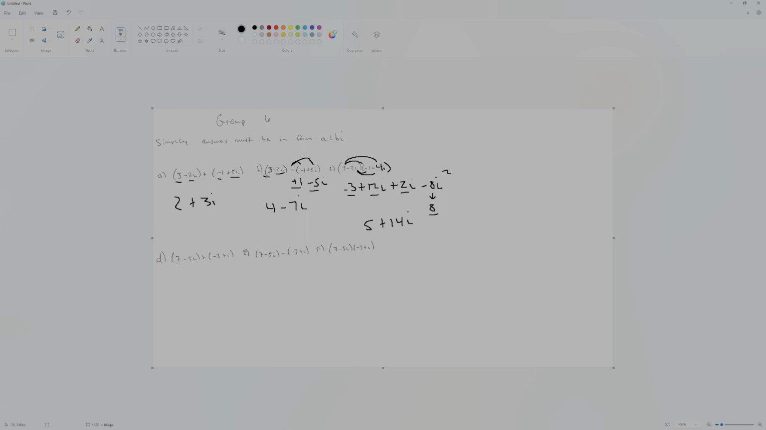Okay. Same thing for D, just combine like terms. 7 minus 3 is 4. Negative 5i plus i makes that a negative 4i.